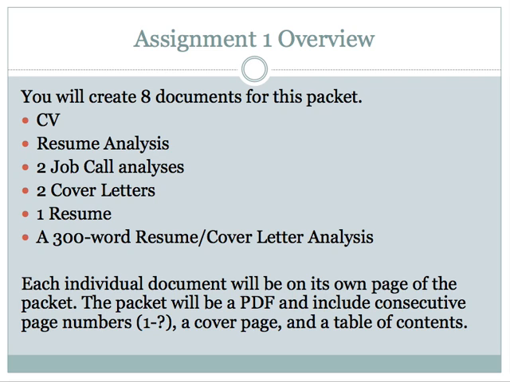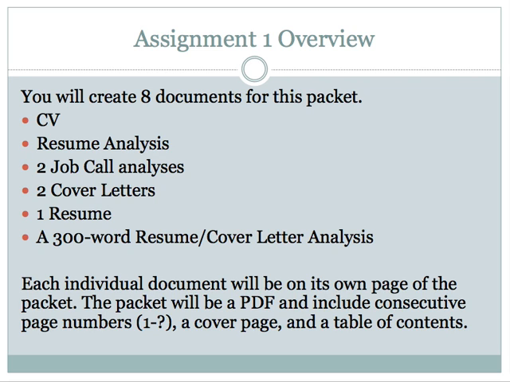Assignment number one, overview. So, you're going to be creating 8 documents for this packet. That's going to include a curriculum vitae, which I'm going to explain in a bit, a resume analysis, which I'm going to explain in this lecture, 2 job call analyses, which I'm going to explain, 2 cover letters, which I will explain in coming lectures, a resume, which I will explain in coming lectures, and then a 300-word resume cover letter analysis.